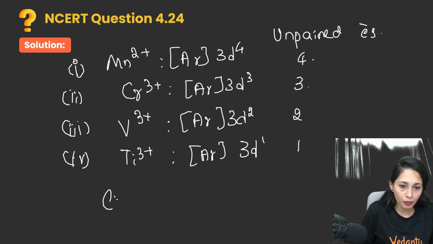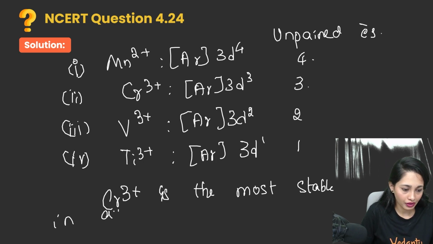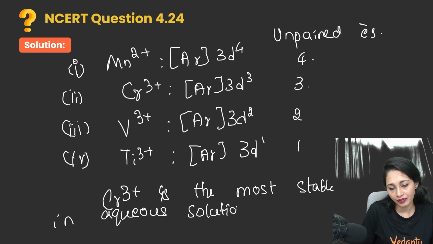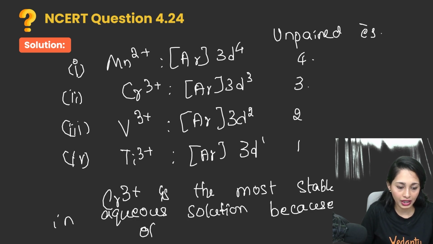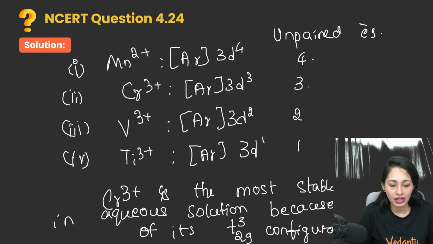So here chromium 3+ is the most stable in aqueous solution, because what is the reason? Because of its t2g3 configuration. That's all. So it's a very simple question. So chromium 3+ is the most stable amongst these 4 ions in aqueous solution.